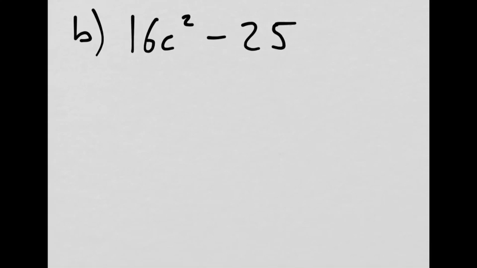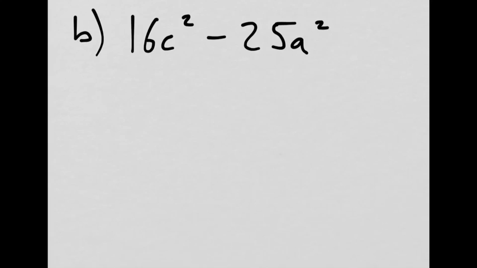B, 16c squared minus 25a squared. So, what kind of factoring is this? Potentially, it's difference of squares. A really good hint is that you only have 2 terms instead of 3. That should be a hint that you're potentially doing difference of squares.